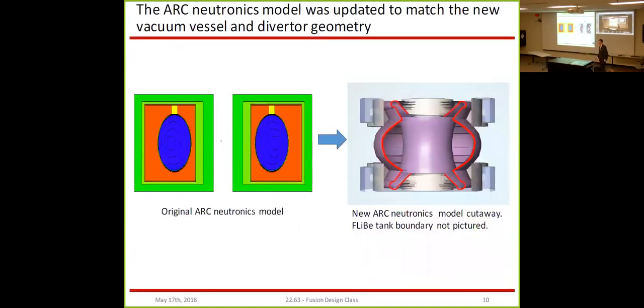So the part of this project that Max and I worked on had to do with turning the original ARC MCNP model, which you see at left, into what we have on the right. So what we were trying to do is update the general cartoon model of the vacuum vessel, which is based on just an elliptical toroid, into something that reflects at least the vast majority of the complexity of our new vacuum vessel and of our new diverter geometry.